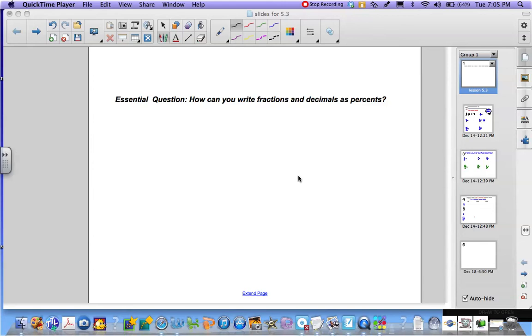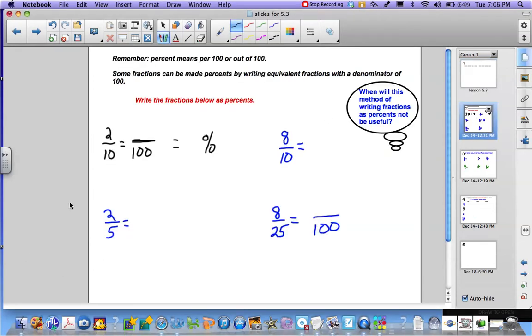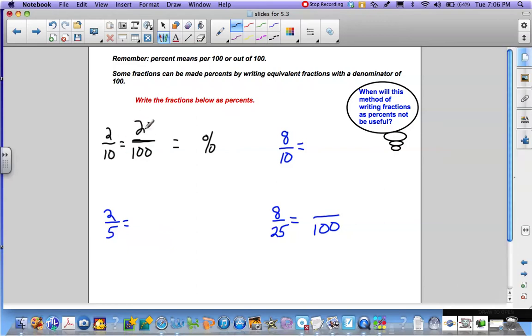Okay, how can you write fractions and decimals as percents? Let's look at a couple different ways here. So 2/10 is a fraction, and the easiest way to do this is if the denominator goes evenly into 100. 10 times 10 is 100, 2 times 10 is 20, so 2/10 is equivalent to 20 hundredths. Percent means per 100, so that's 20%.